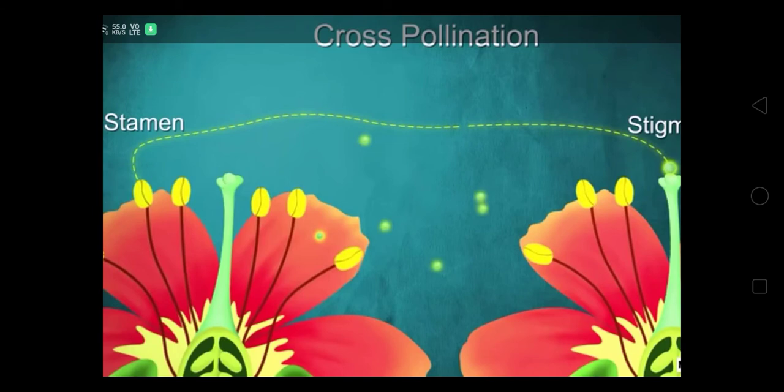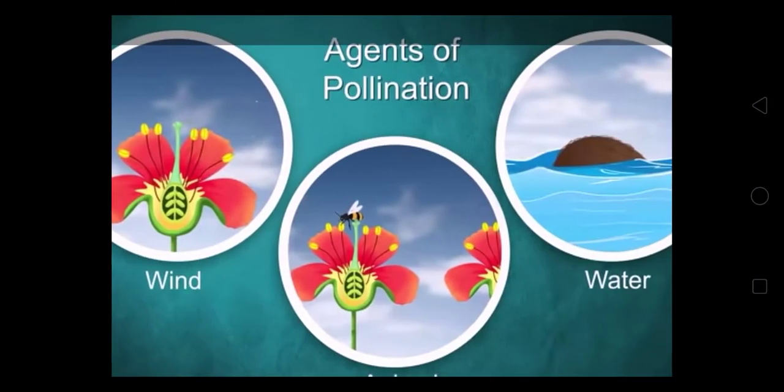In cross-pollination, there are various agents of pollination which help in pollination. They may be wind, insects or animals, and water. They are the agents of pollination. They help in pollination.